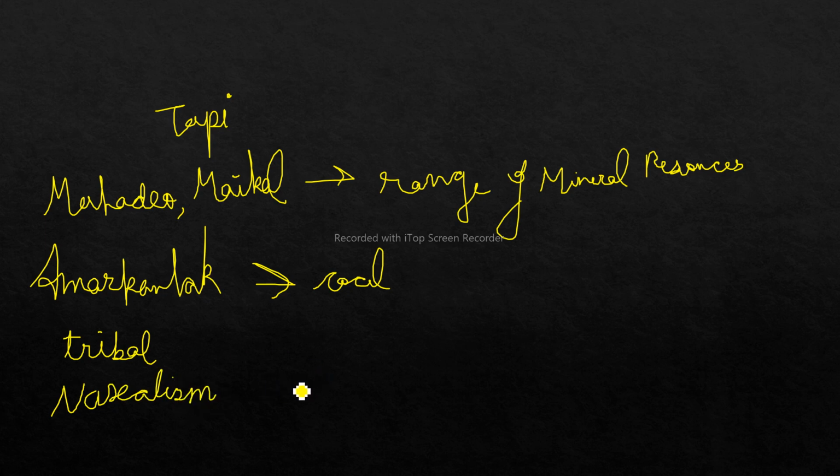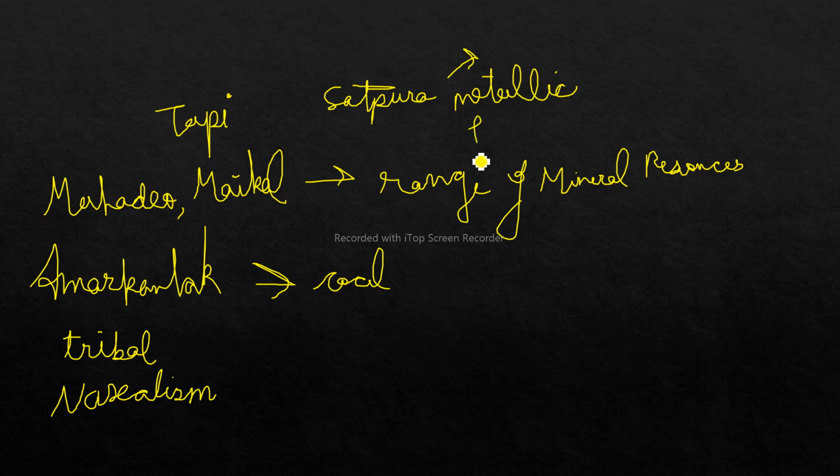Then we can also know that Satpura is having many metallic and fuel minerals. Let me write it here, metallic. I'm just writing the keywords, so you can make down the whole sentence. Metallic and fuel minerals are found in the Satpura area.